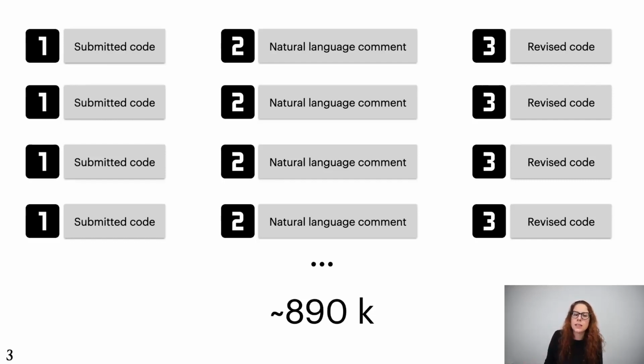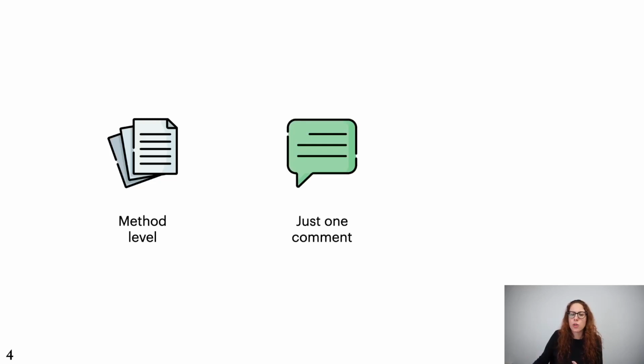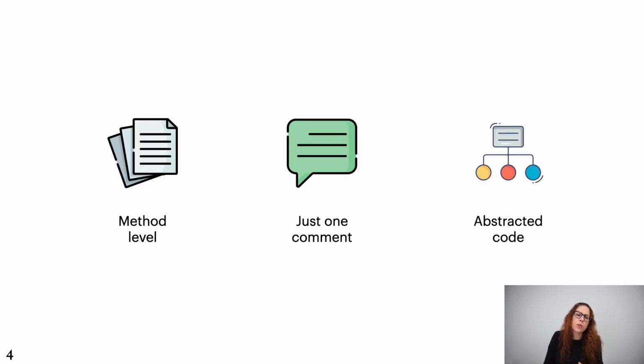So we cleaned this initial dataset. First of all, we decided to work at method level, which means that we look at changes recommended by reviewers on specific methods in isolation, without looking at the entire file. Moreover, we focus on those methods that receive just one useful comment. And finally, working on raw source code requires more complexity for the model, so we decided to adopt an abstraction process and work on the abstracted code.